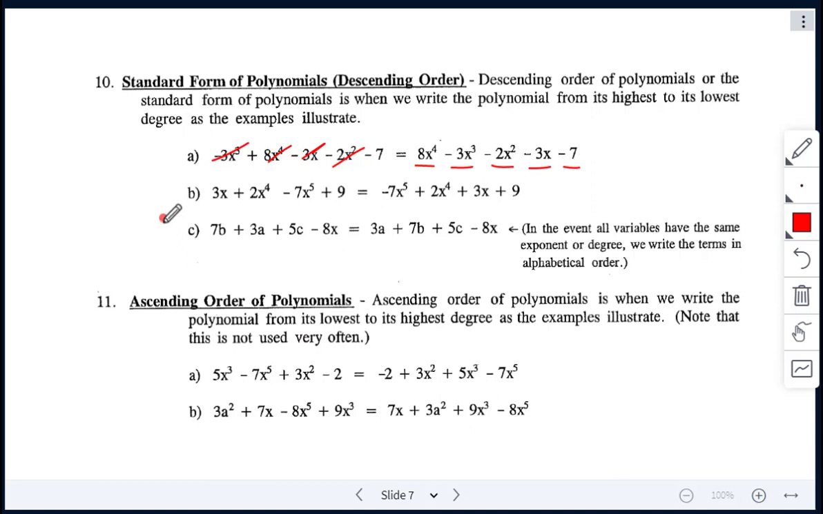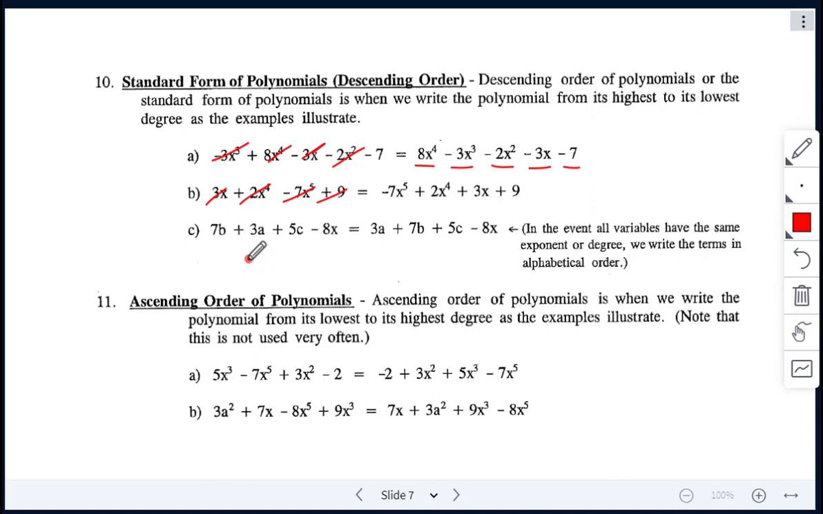All right, let's look at our next example. So this is the expression here: 3x plus 2x to the power of 4 minus 7x to the power of 5 plus 9. So you're going to take your largest exponent first, which is the negative 7x to the power of 5. I'm going to write that first. Plus 2x to the power of 4. Then we have the 3x, and then plus 9. All right, this is 4 terms. Again, it's a polynomial.